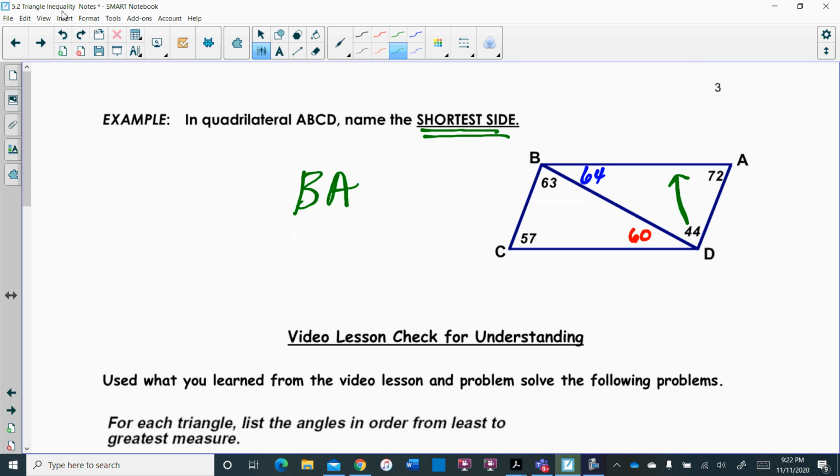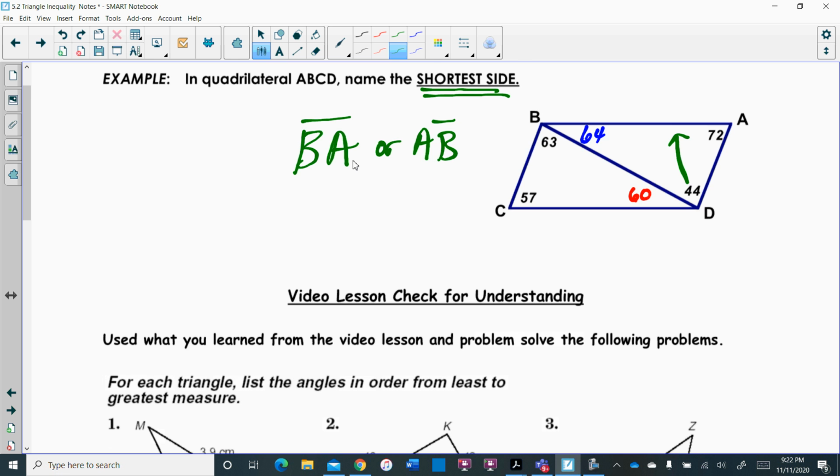On this one, I thought you had to order, but no, they just want you to find the shortest side. So you just need to find the smallest angle, which is 44, and go across, and it would be side BA. Or you could say AB. Those are both the same.